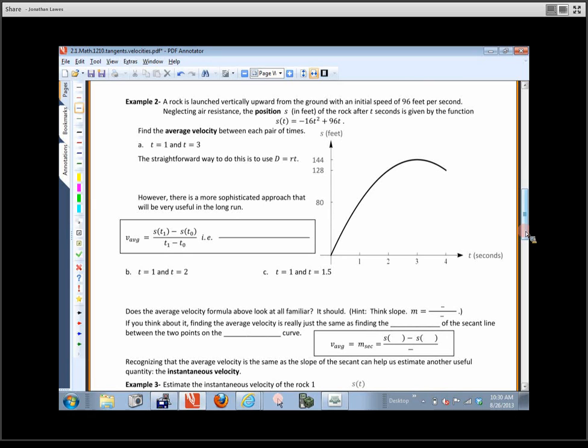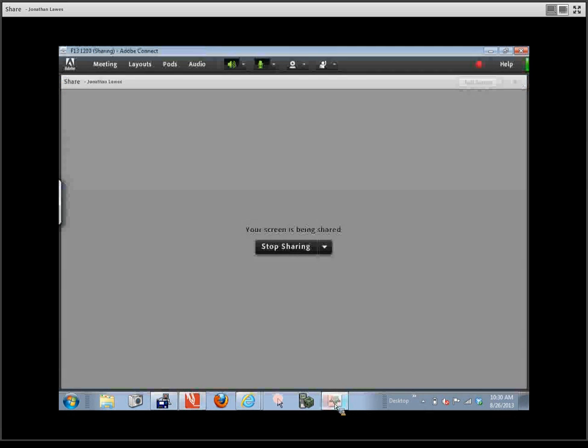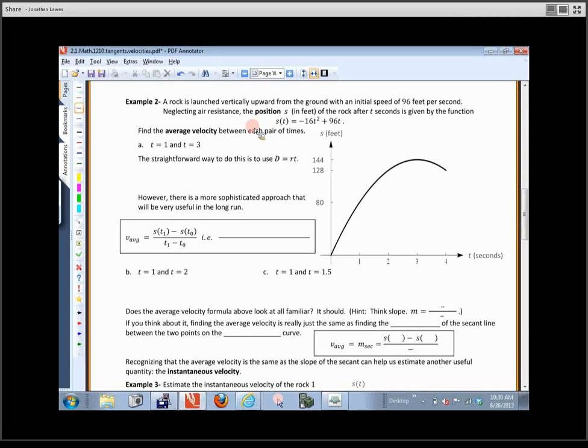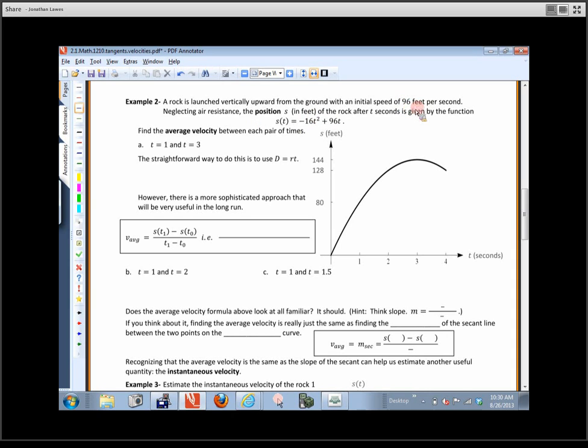So let's take a look at where that type of problem actually came from. People were curious about this type of thing. A rock is launched vertically upwards. So they throw it straight up in the air, and then it comes down. It's got an initial speed of 96 feet per second, and we're going to neglect air resistance because that's what good mathematicians always do.